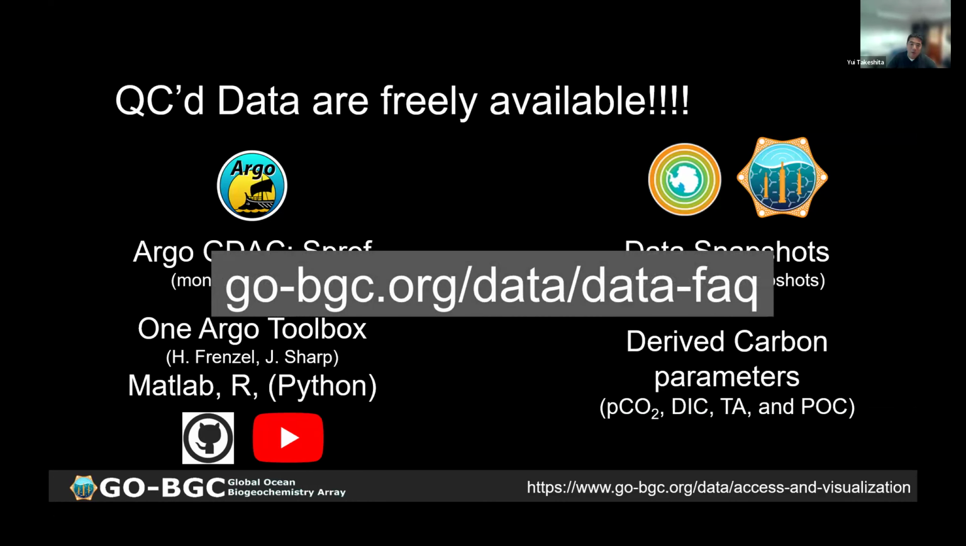We also have a data FAQ page on our GO-BGC website. So if you have questions on data access, toolboxes, what the QF flags mean and stuff, this is a good place to start. The Argo website also has an excellent data access webpage as well. So to get started, I highly recommend reading through all of the documents that are online.